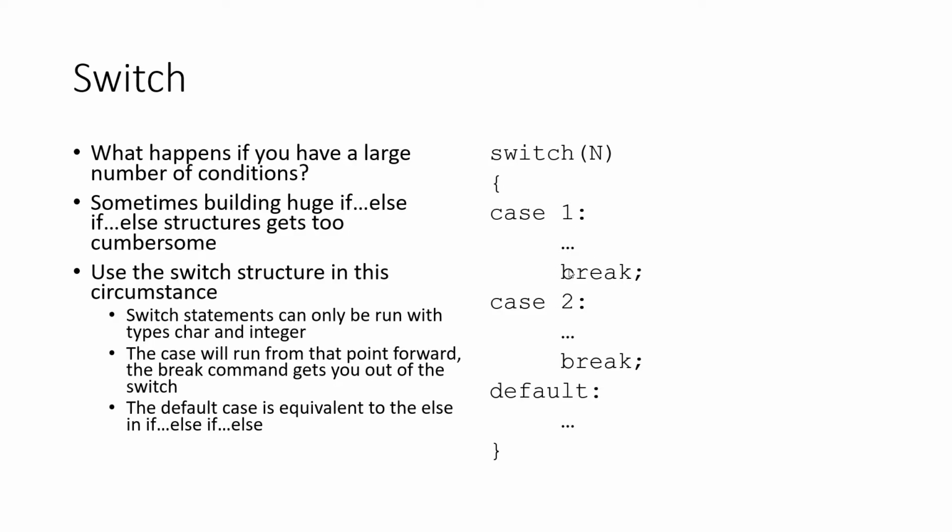Otherwise, when it completes one case, it's just going to continue on to the next and the next and the next until it gets to the bottom of the switch statement. These breaks are relatively important. It's also important to note that because of scope rules, if you wish to declare any variables within a case, you need to put the case after the colon in curly braces to create a scope that ends before you get to the bottom of the switch statement.